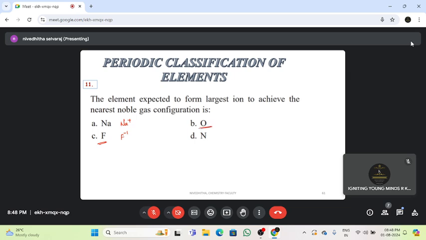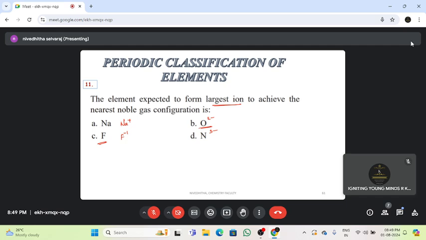How about oxygen? To attain noble gas configuration, does oxygen have to lose electrons or gain electrons? It has to gain electrons, ma'am. Have to gain 2 electrons actually. Right. How about nitrogen? 3 electrons should be gained. Now, among these ions, which is the largest one? All these are isoelectronic species.